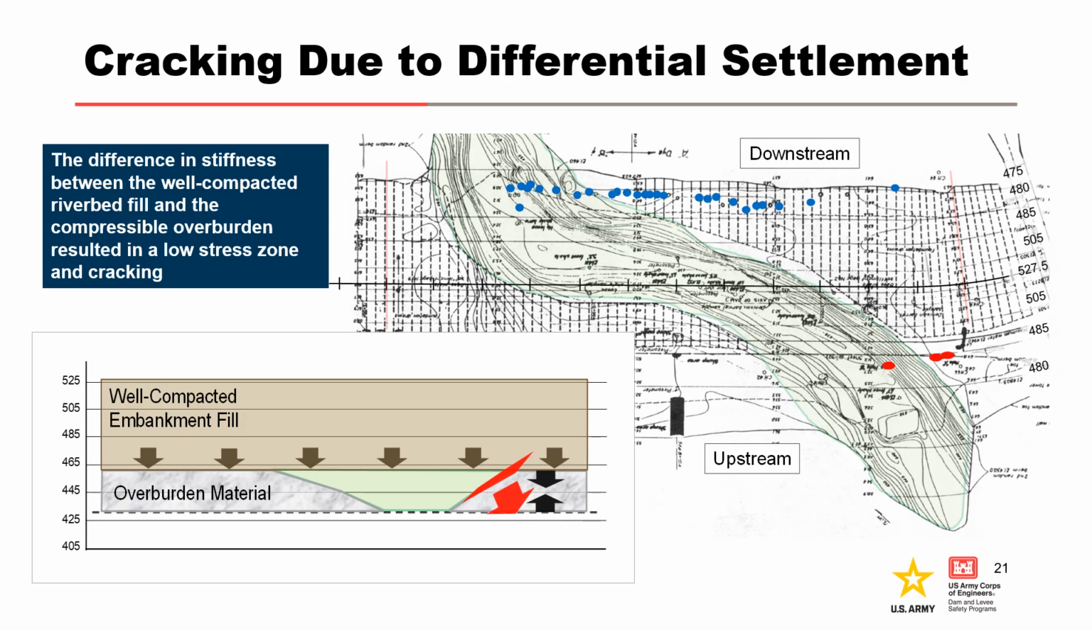Zooming out, this area with the seeps and leaks is shown in blue, and the internal erosion entrances are shown in red. Examination of the profile along the center line of the embankment provides a better picture of what is causing this flaw. On the profile figure at the bottom, the well-compacted fill of the embankment, shaded in brown, is applying pressure to the soft, compressible overburden material, shaded in gray, as well as the well-compacted fill placed in the old riverbed. The difference in stiffness between the well-compacted riverbed fill and the compressible overburden resulted in a low-stress zone developing and a crack opening up.